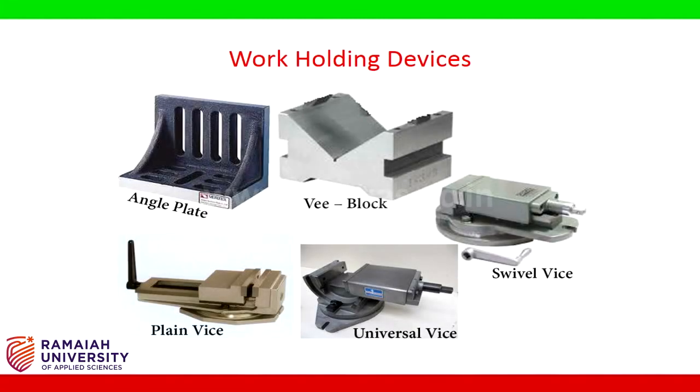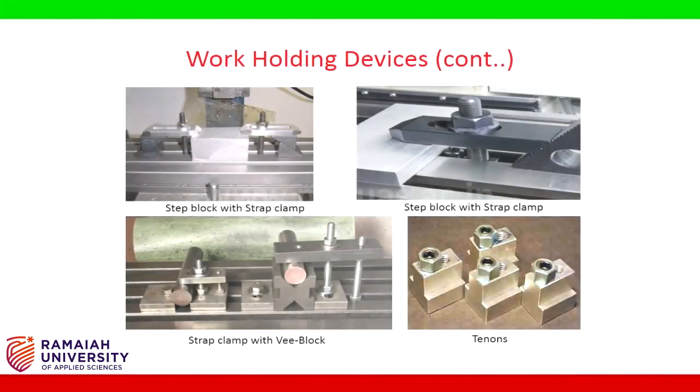Work holding devices. The accessories are employed for handling and supporting the workpiece on milling. The following work holding devices are commonly used in milling machine, namely angle plate, V-block, plane vise, universal vise, and swivel vise. In addition, some of the work holding devices are used to clamp directly on the bed of the machine, like step block with strap clamp and strap clamp with V-block.